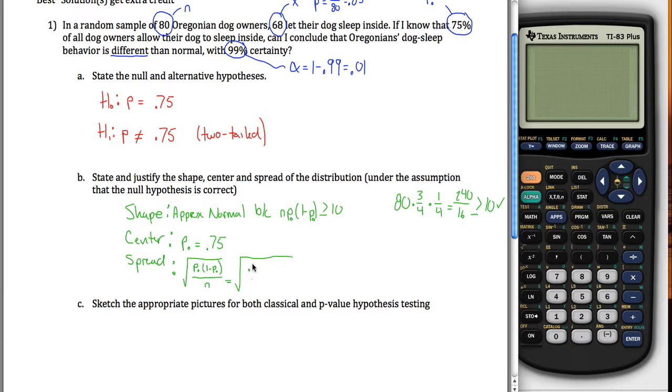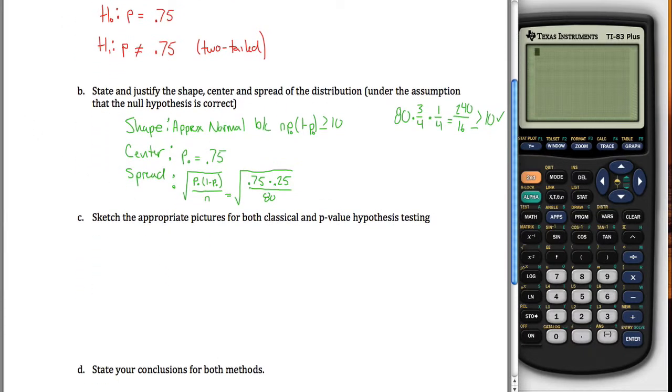So P naught is 0.75. P is 1 minus P naught, which is 0.25, and N is 80. So this number, whatever that is, is my spread. All right, draw some pictures. Draw a picture for the classical method. Draw a picture for the p-value method.